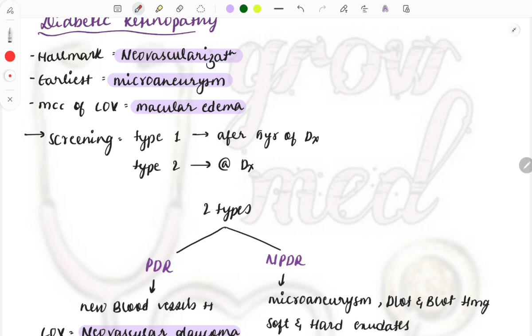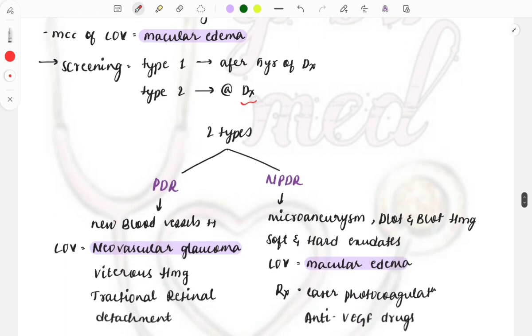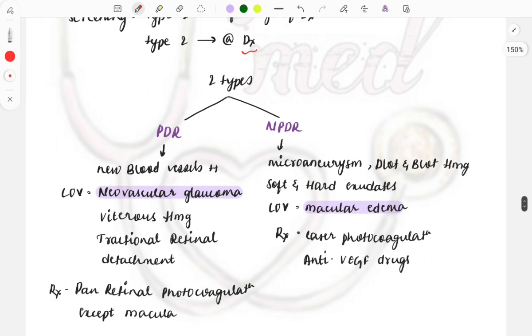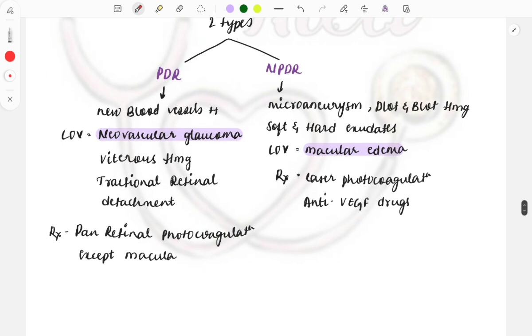But in type 2 we need to do the screening immediately, because we do not know when the type 2 diabetes started, or for how many days the patient has had it. We do not have that idea. So at the time of diagnosis we need to do the screening for diabetic retinopathy. Then there are two types of diabetic retinopathy: proliferative and non-proliferative. The feature of proliferative is new blood vessel formation, which is the hallmark feature.